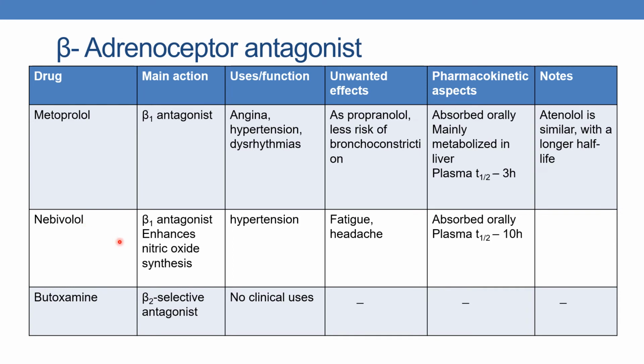Next is nebivolol. It is a beta-1 antagonist that enhances nitric oxide synthesis. It is used to treat hypertension. Unwanted effects are fatigue and headache. It is absorbed orally. Plasma T-half is 10 hours. The next drug is butoxamine. It is a beta-2 selective antagonist. Nebivolol, metoprolol and atenolol are all beta-1 antagonists, whereas butoxamine is a beta-2 selective antagonist. It does not have any clinical use.